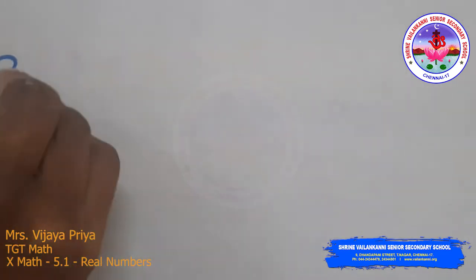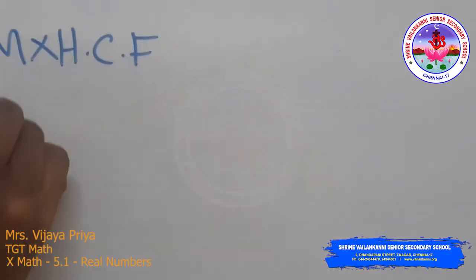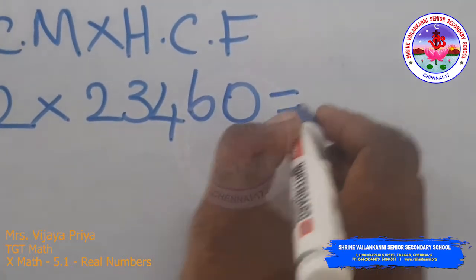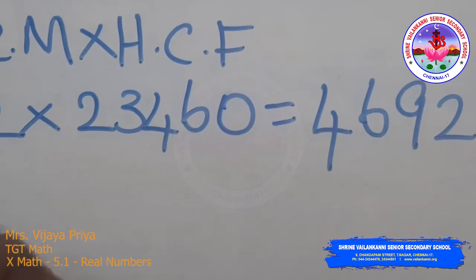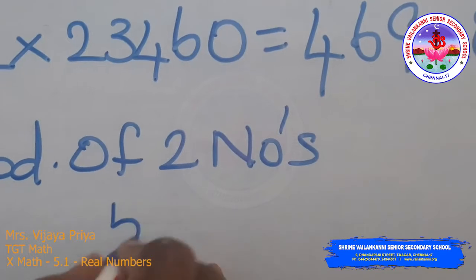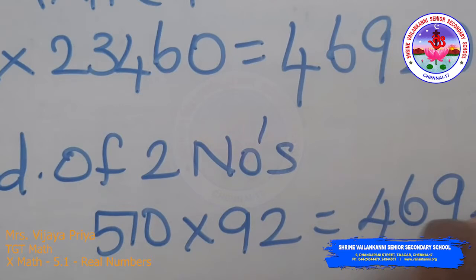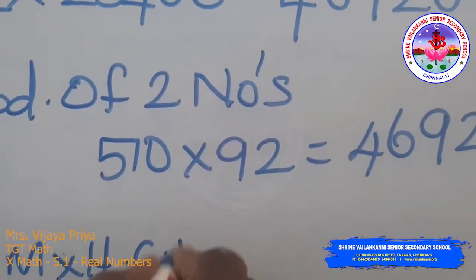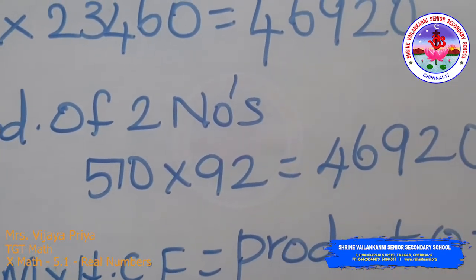So now going to LCM into HCF, we'll get 2 into 23,460. So if we multiply, I will get 46,920. And now product of two numbers is equal to 510 into 92, where you will get 46,920. So hence I proved that LCM into HCF is equal to product of two numbers.